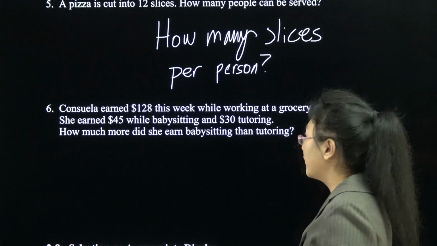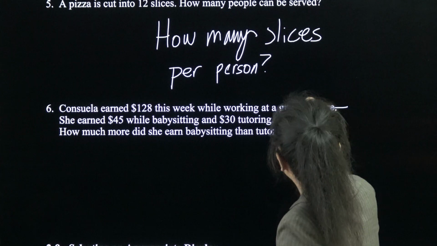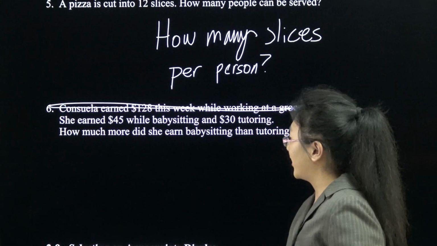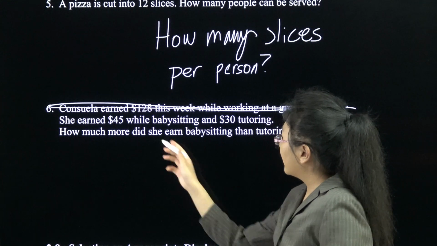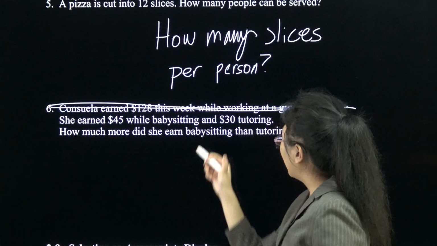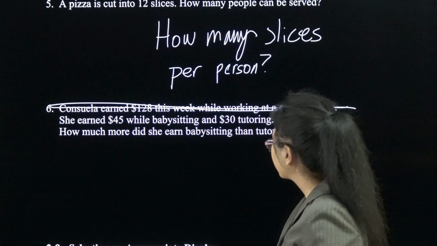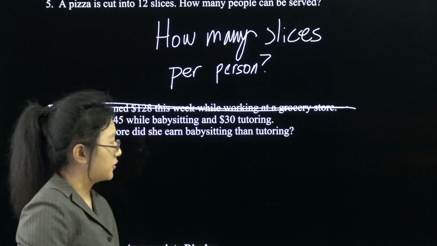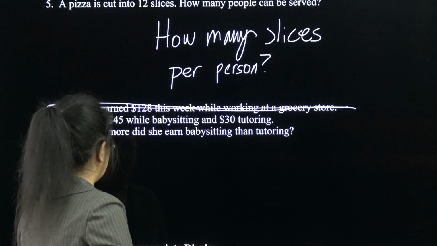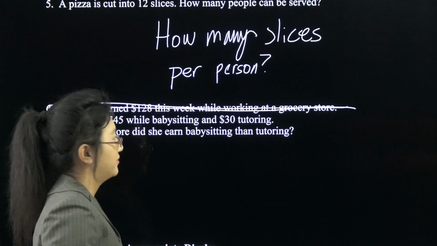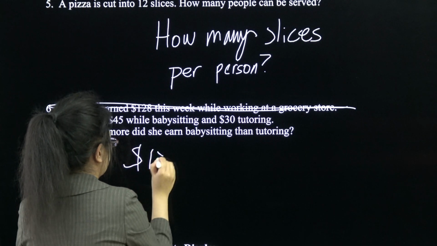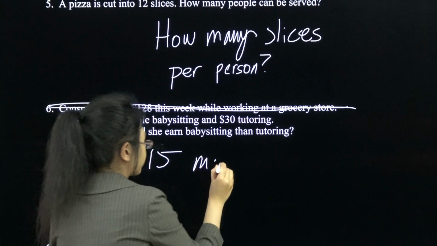There's extra information over here because we don't really need to know what she was doing at the grocery store or about her grocery store expeditions and adventures. What we need to know is how much she earned babysitting and how much she earned tutoring, which we do have. How much more did she earn? Well, 45 minus 30. It's not that complicated. 45 minus 30 is $15 more.